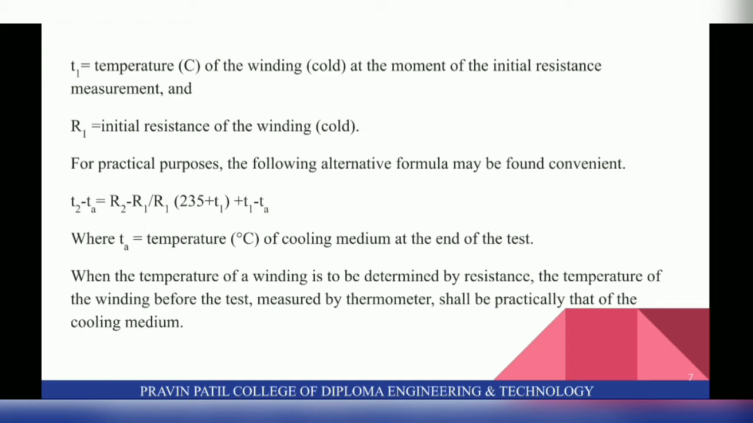For practical purposes, the following alternative formula may be found convenient, which is T2 minus TA = ((R2 - R1)/R1)(235 + T1) - (TA - T1), where TA is the temperature of the cooling medium at the end of the test. So when the temperature of a winding is to be determined by resistance, the temperature of the winding before the test measured by thermometer shall be practically that of the cooling medium.